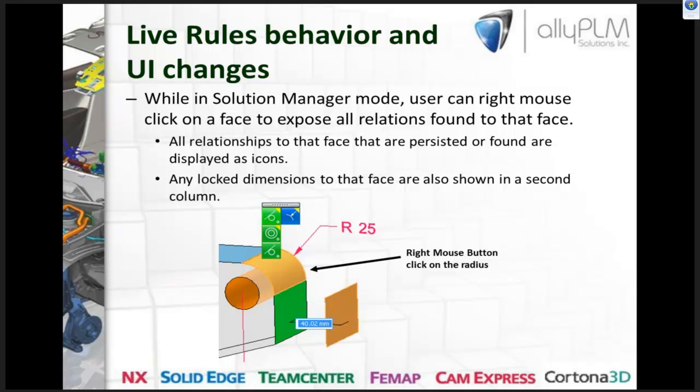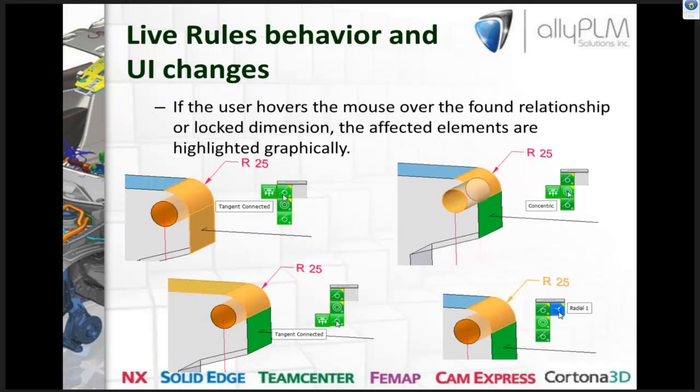While you're in the Solution Manager mode, you can right-click on a face to expose all the relations that are found with that face. If you hover your mouse over those relationships, it'll highlight what exactly those relationships are. So you can see here with the first example, it's tangent connected. If you hover over that, it'll show you these two faces are connected tangentially. Same with concentric over here, the round and the circle are concentric, so you can hover over that and it'll show you what those are.